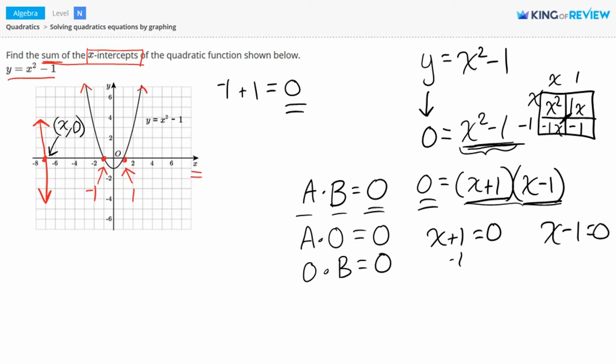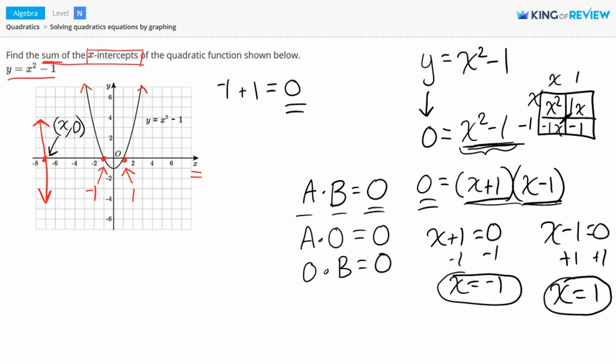Solving for x, we'll subtract 1 on both sides, and this gives us x equals -1, so that's one of our x-intercepts. And for the other term, I'll add 1 to both sides, and this gives us x equals 1. So x equals 1 is the other x-intercept, and that's what we found over here on the graph. So we have -1 plus 1 equals 0. And 0 is our answer.